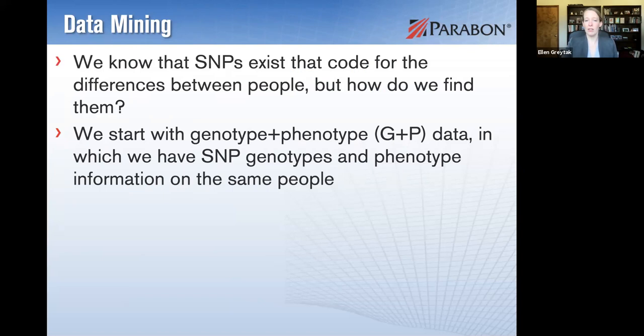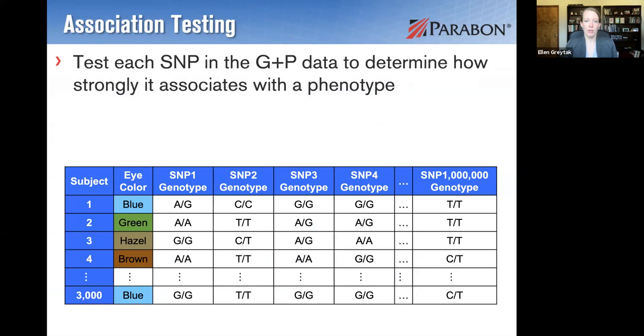The way we can do that is using what we call genotype plus phenotype data, or G plus P data. It's basically a giant table where we have, in this case, I'm showing 3,000 subjects where we have a description of their eye color, and we have their genotypes at a million different genetic markers, or SNPs. And what we're looking for is SNPs that correlate with the eye color.